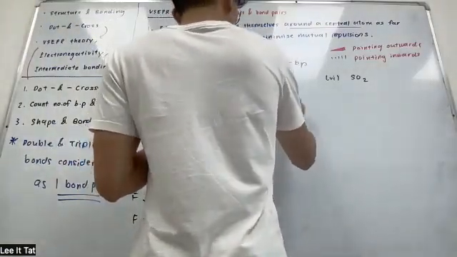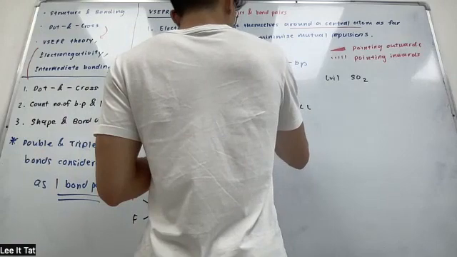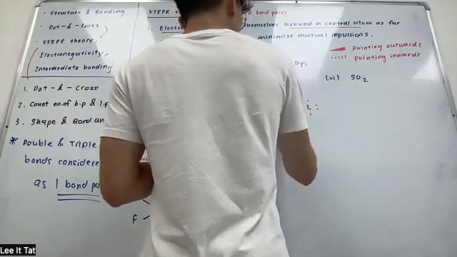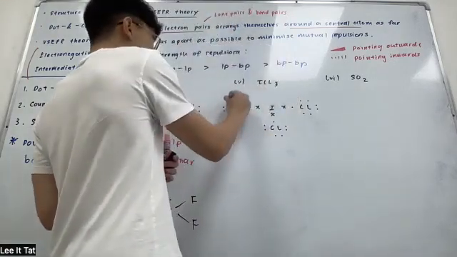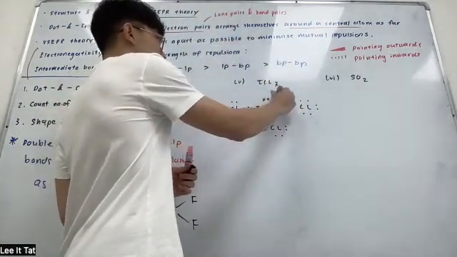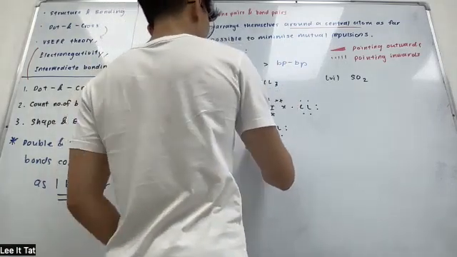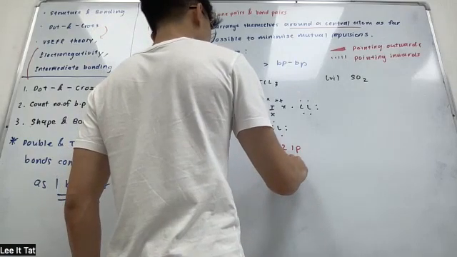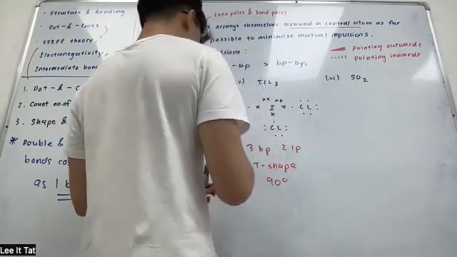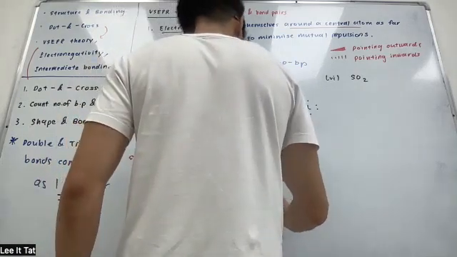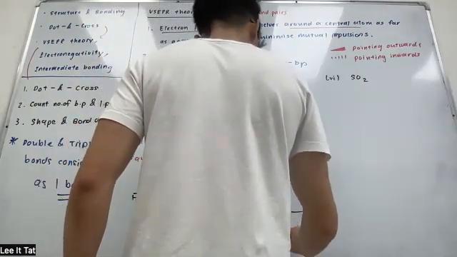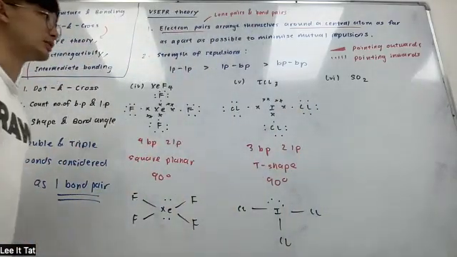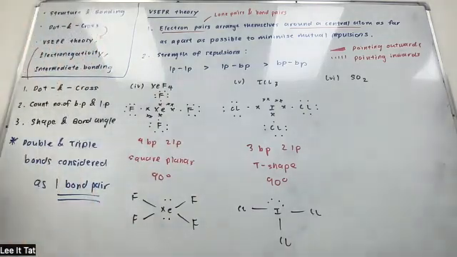ICl3. Dot and cross, I need to see the lone pairs everywhere. 3 bond pairs, 2 lone pairs, T shape, 90 degrees. When you draw the structure, only the lone pairs of the central atom matter. So that's how you present your answer very nicely.